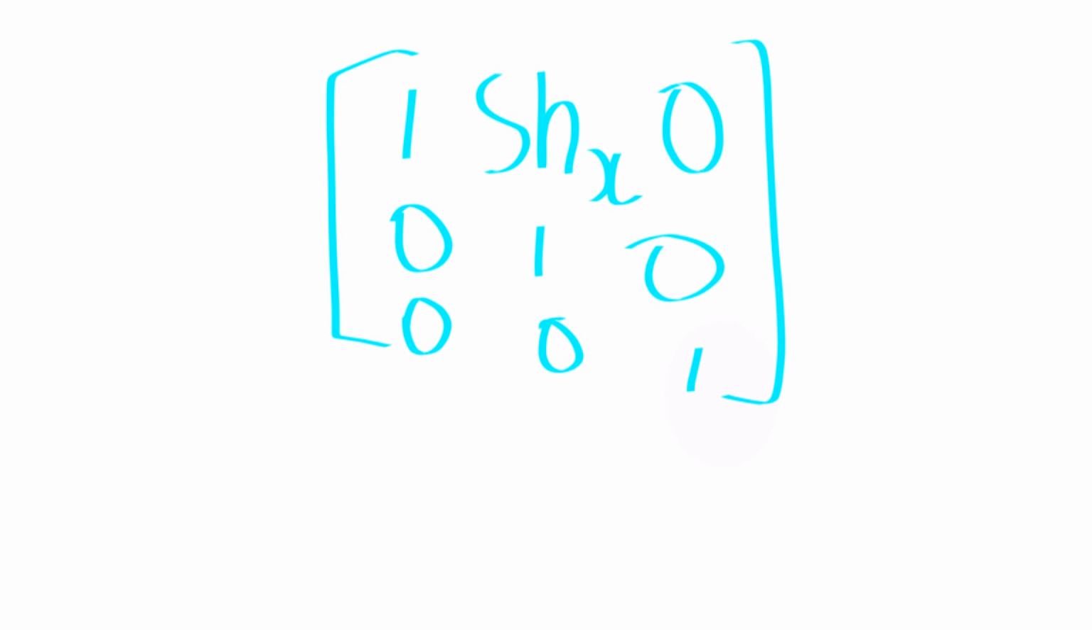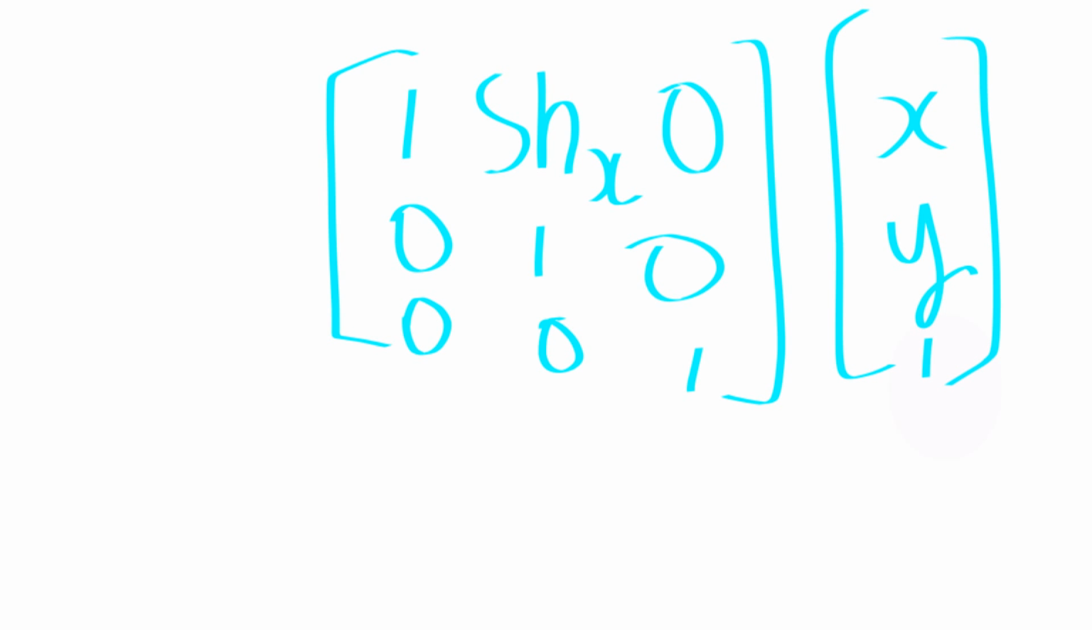Alright, so now let's see the formula for shearing on x axis. So it is 1, shx, you can call it whatever you want, but the shearing factor is shx 0 0 1 0 0 0 1. So when you multiply that with x y 1, we get the new points x dash y dash 1.